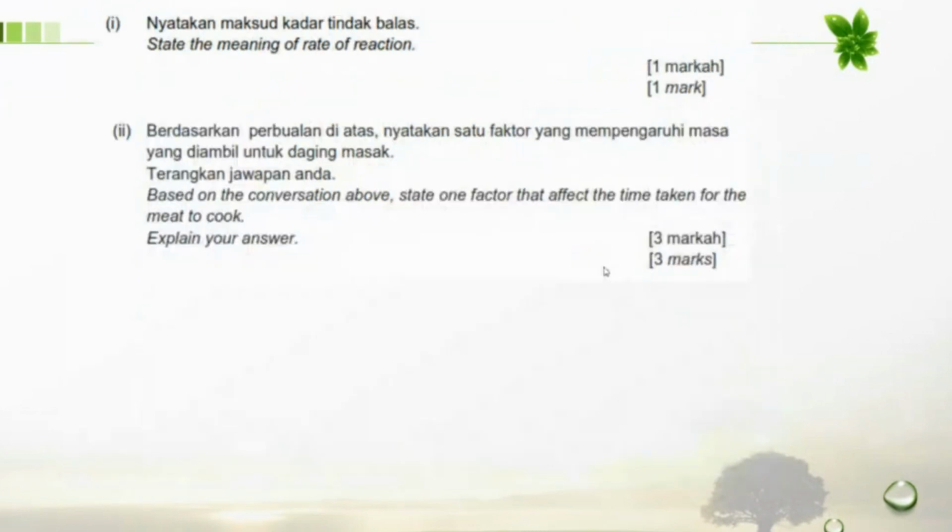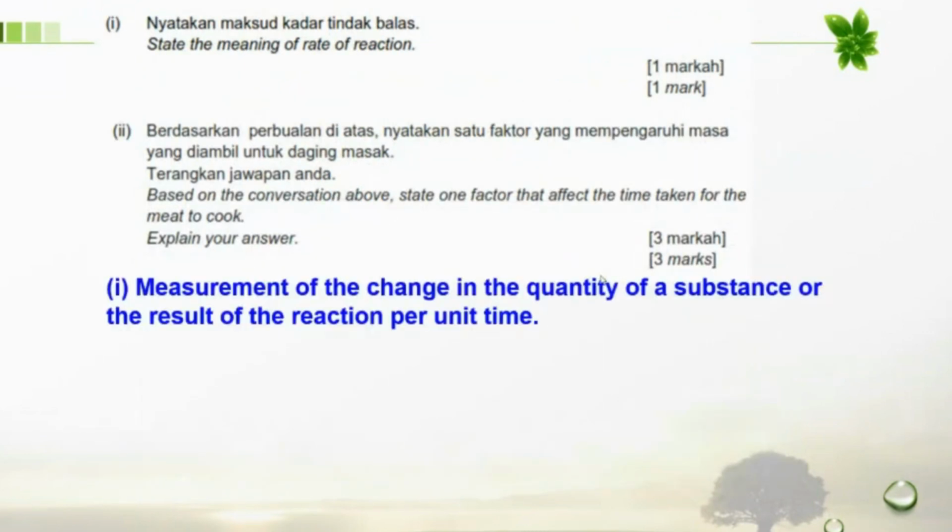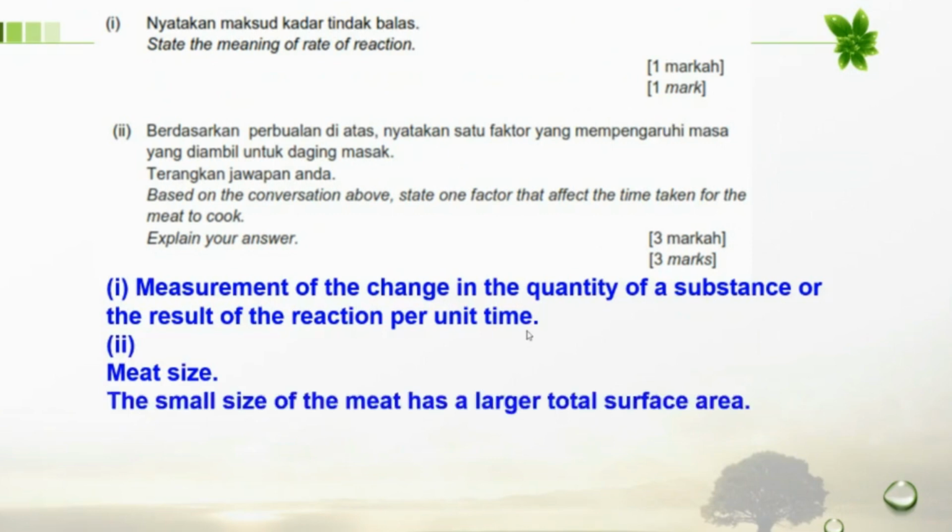So state the meaning of rate of reaction again. It is a measurement of the change in the quantity of the substance or the result of the reaction per unit of time. Okay, now number 2, based on the conversation, state one factor affecting the time taken. So just now it is the meat size, right? Or size or total surface area. Explain your answer. The smaller the size of the meat, the larger the total surface area. Then the meat can absorb more heat in a shorter time.